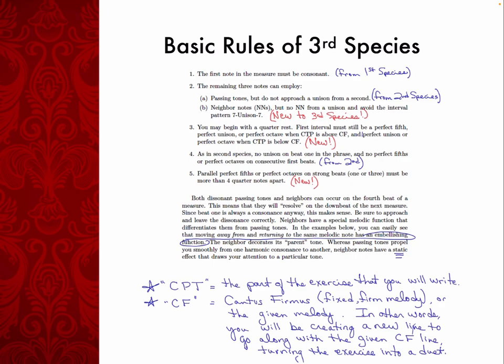Look at the bottom of the page. There are some abbreviations that you may see on this page that are a little different than the ones we use. So CPT equals counterpoint. That's the part of the exercise that you are going to write or create. And the CF, I think you know that one already. That stands for cantus firmus. Cantus refers to singing, and that would be the melodic portion of the phrase. And firmus stands for fixed or firm. So in other words, it's the given melody that you have to write a counterpoint to, okay?